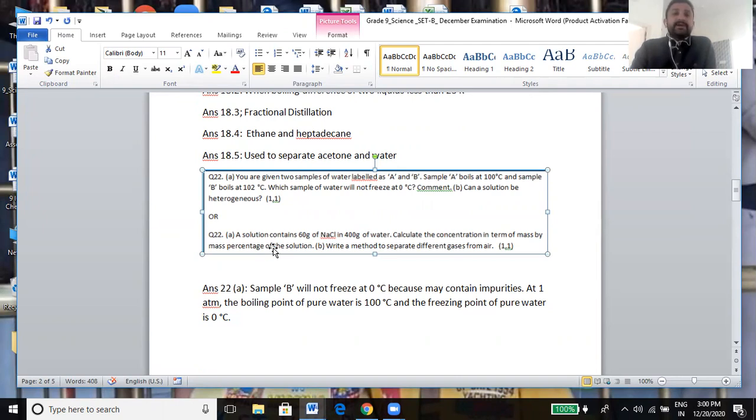Can a solution be heterogeneous? No, beta. A solution cannot be heterogeneous. A solution contains 60 gram of sodium chloride. Simple, you will add both these terms, 60 plus 400.